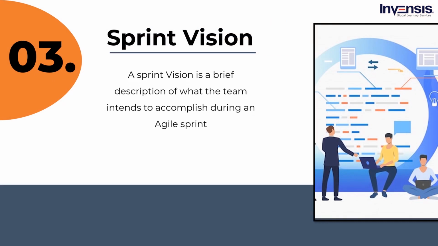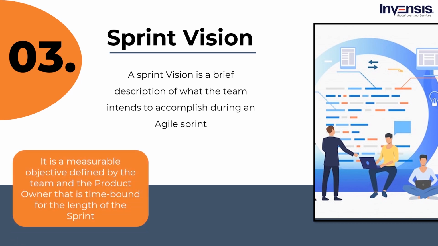A sprint vision is a brief description of what the team intends to accomplish during an Agile sprint. It is a measurable objective defined by the team and the product owner that is time-bound for the length of the sprint. Despite the fact that the sprint vision or sprint goal is not always specified as an artifact, it is a crucial aspect of the Scrum framework.